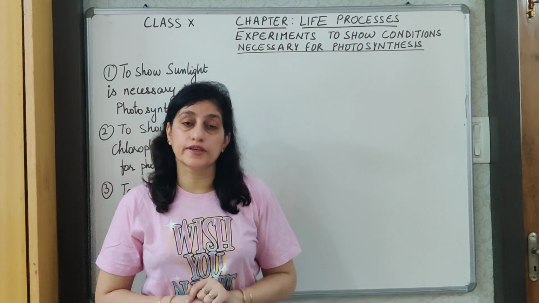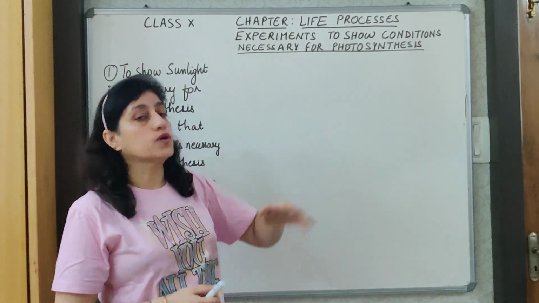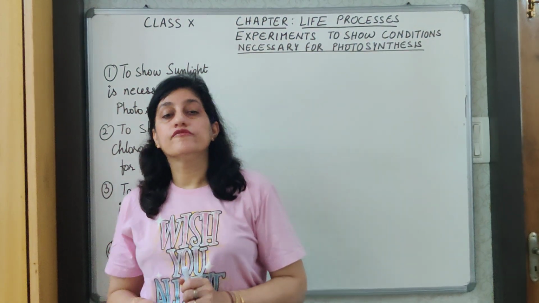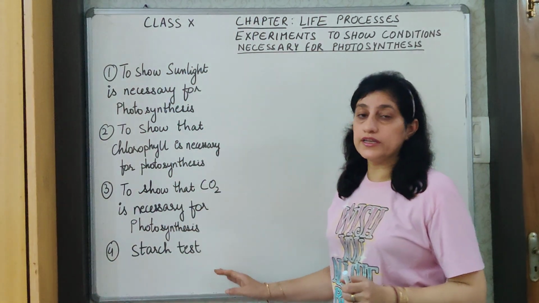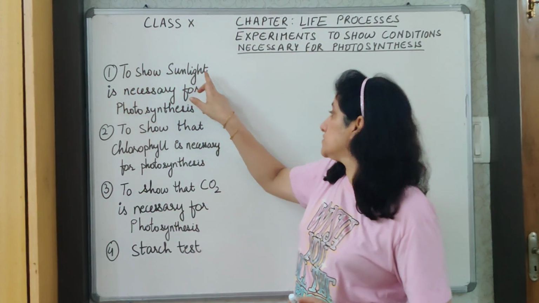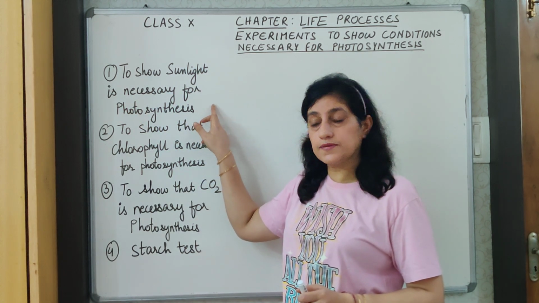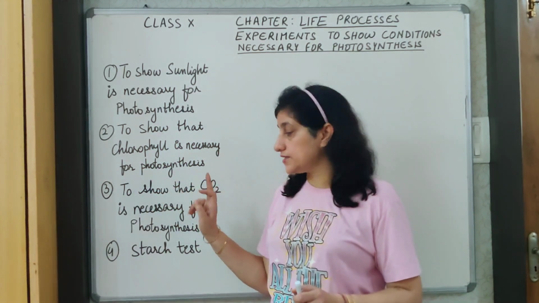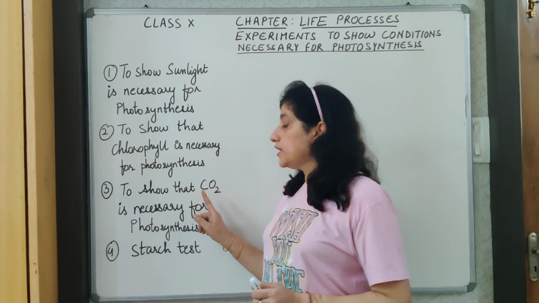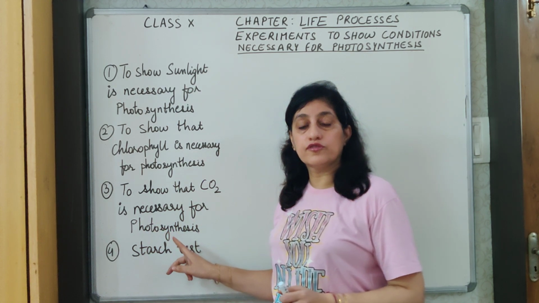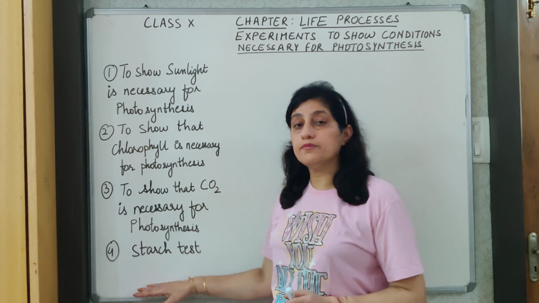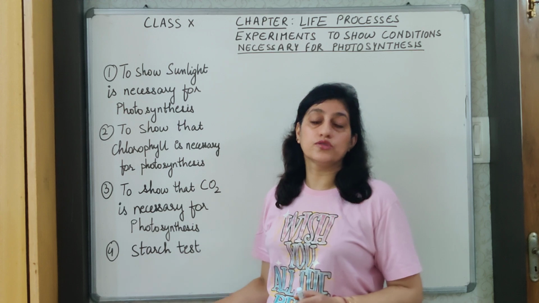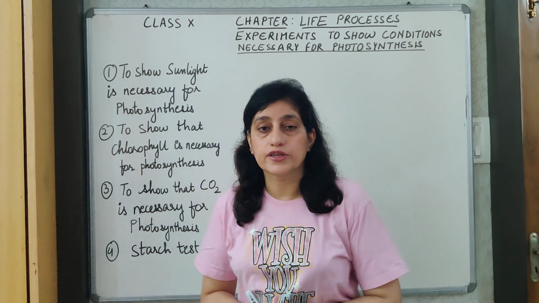The main topic to be taken over here is the experiments to show conditions necessary for photosynthesis. In this video we will be discussing these key points. Experiment to show sunlight is necessary for photosynthesis. Then an experiment to show that chlorophyll is necessary for photosynthesis. Third, to show that carbon dioxide is necessary for photosynthesis. And we will be learning about the starch test, which will be common to all the three tests which we are going to discuss in this particular video.